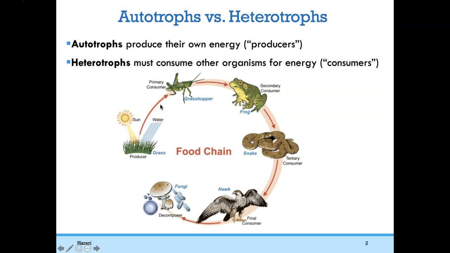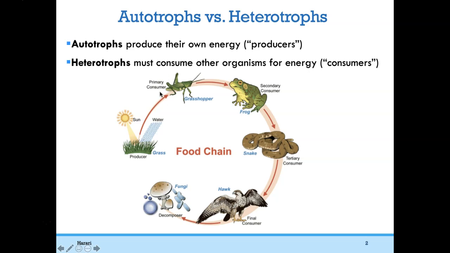This grasshopper is not as lucky. This grasshopper cannot just sit in the sun and get watered and then produce its own energy. It must consume a producer or another consumer for energy. So I want to point out that all living things depend on producers, right? We all depend on things that produce their own energy by photosynthesis. So just because, as we'll soon see, we do not do photosynthesis, we definitely depend on it. Our lives depend on photosynthesis, but we don't do it ourselves.